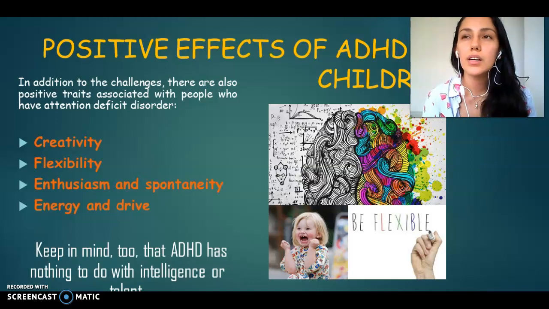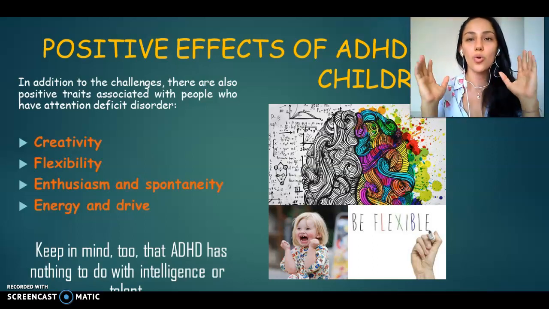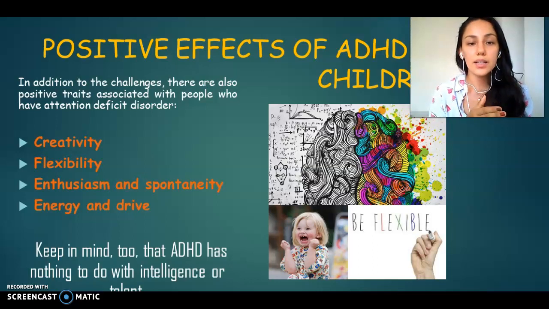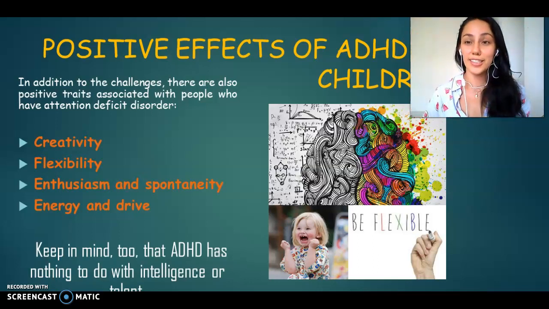Flexibility. Because children consider a lot of options at once, they don't become set on one alternative early on and are more open to different ideas. Enthusiasm and spontaneity. Children are really lively. They are interested in a lot of different things and have a lively personality. And the last one is energy and drive. When kids are motivated, they work hard and strive to succeed.